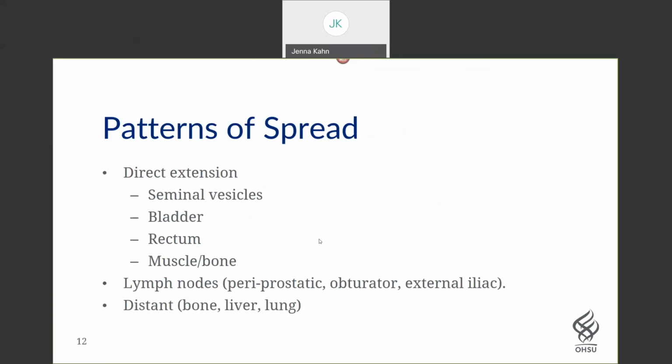So what are the patterns of spread for prostate cancer? There can be direct extension, such as the seminal vesicles, bladder, rectum, muscle, or bone in the area. It can involve the lymph nodes, such as the periprostatic lymph nodes, the obturators, or the external iliacs. And then distantly, I always say prostate cancer likes bone. Rarely liver and lung, but bone is one of the predominant spreads of prostate cancer.